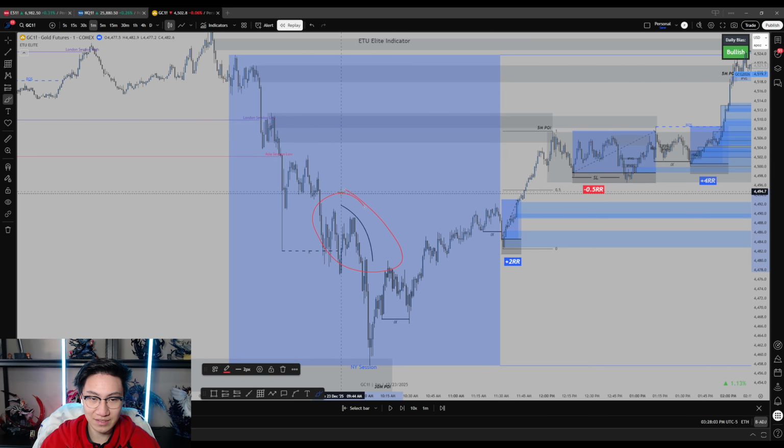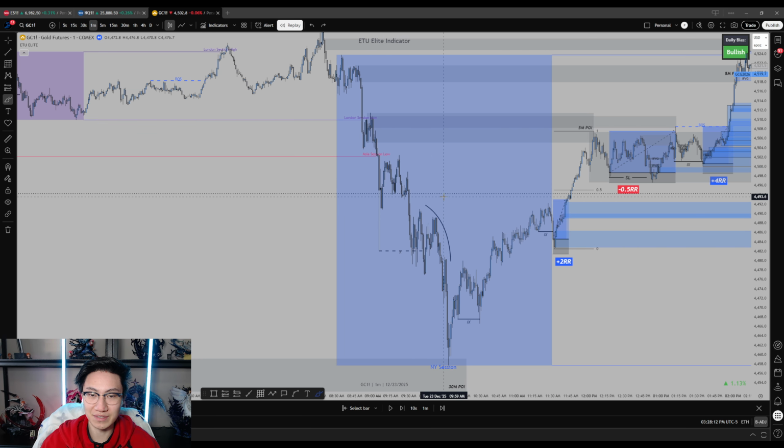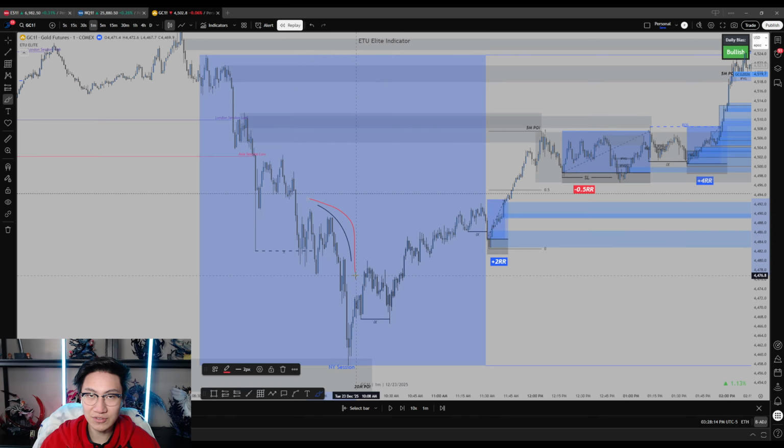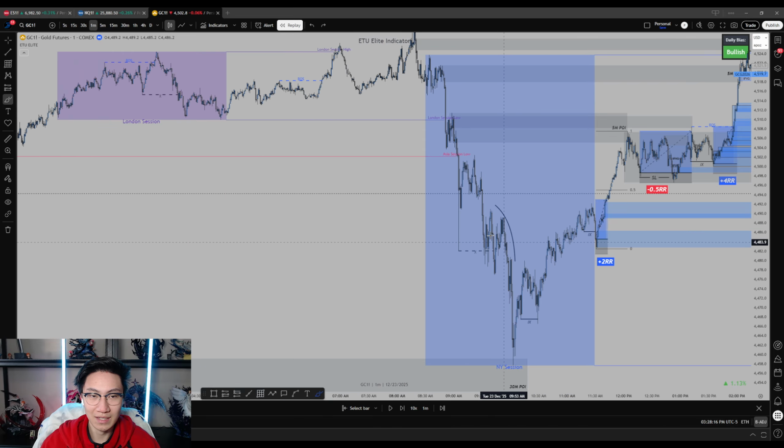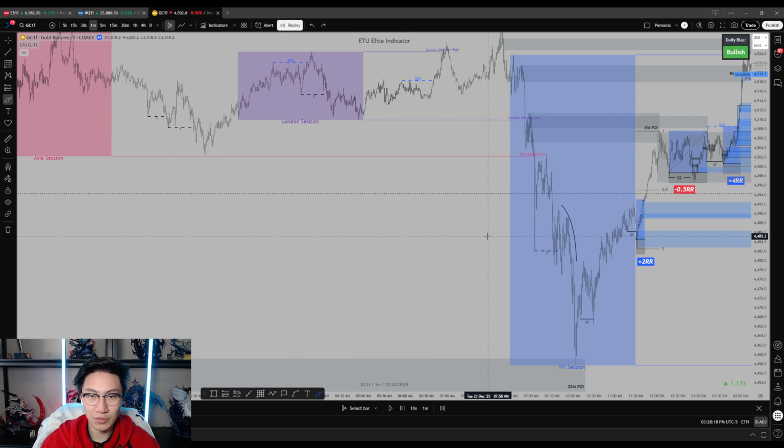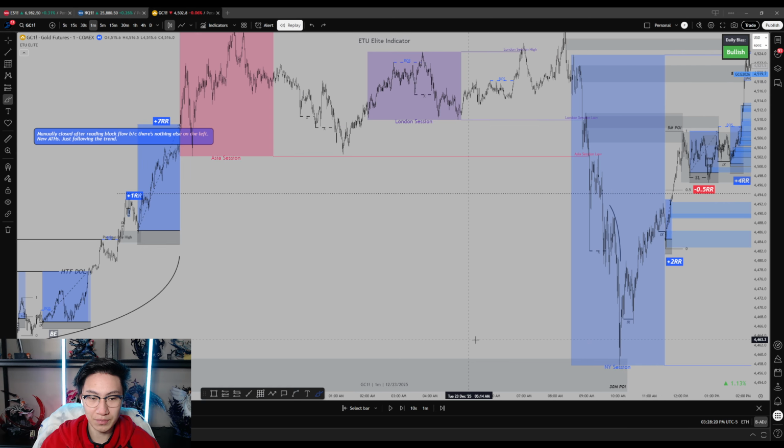In terms of structure, this is inducement, obviously, for this supply above. So at least you target the supply, right? You either target the inducement or target supply. Most times than not, I do target the supply, because price tends to take out inducement and mitigate an FVG. Same with liquidity sweeps, right? We tend to sweep liquidity and tap into an FVG.